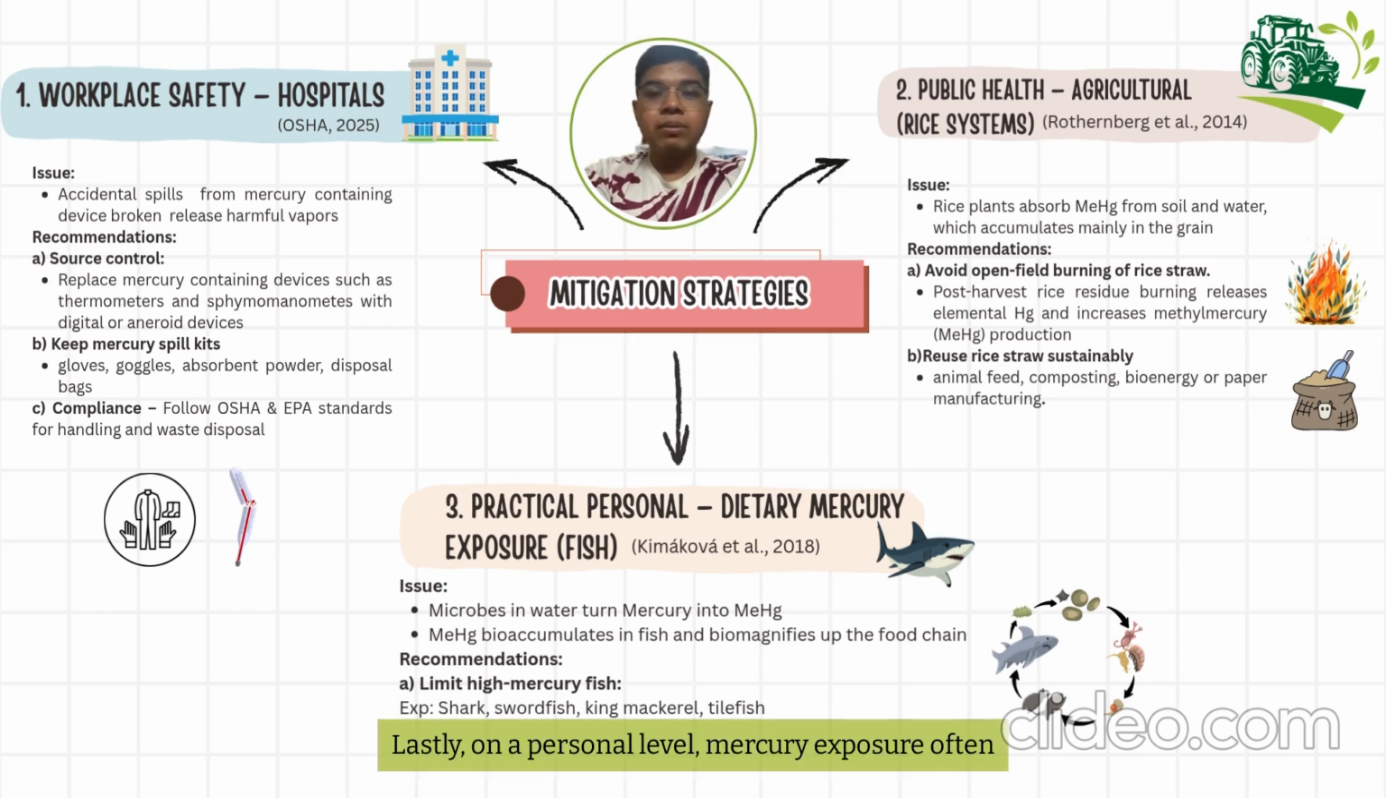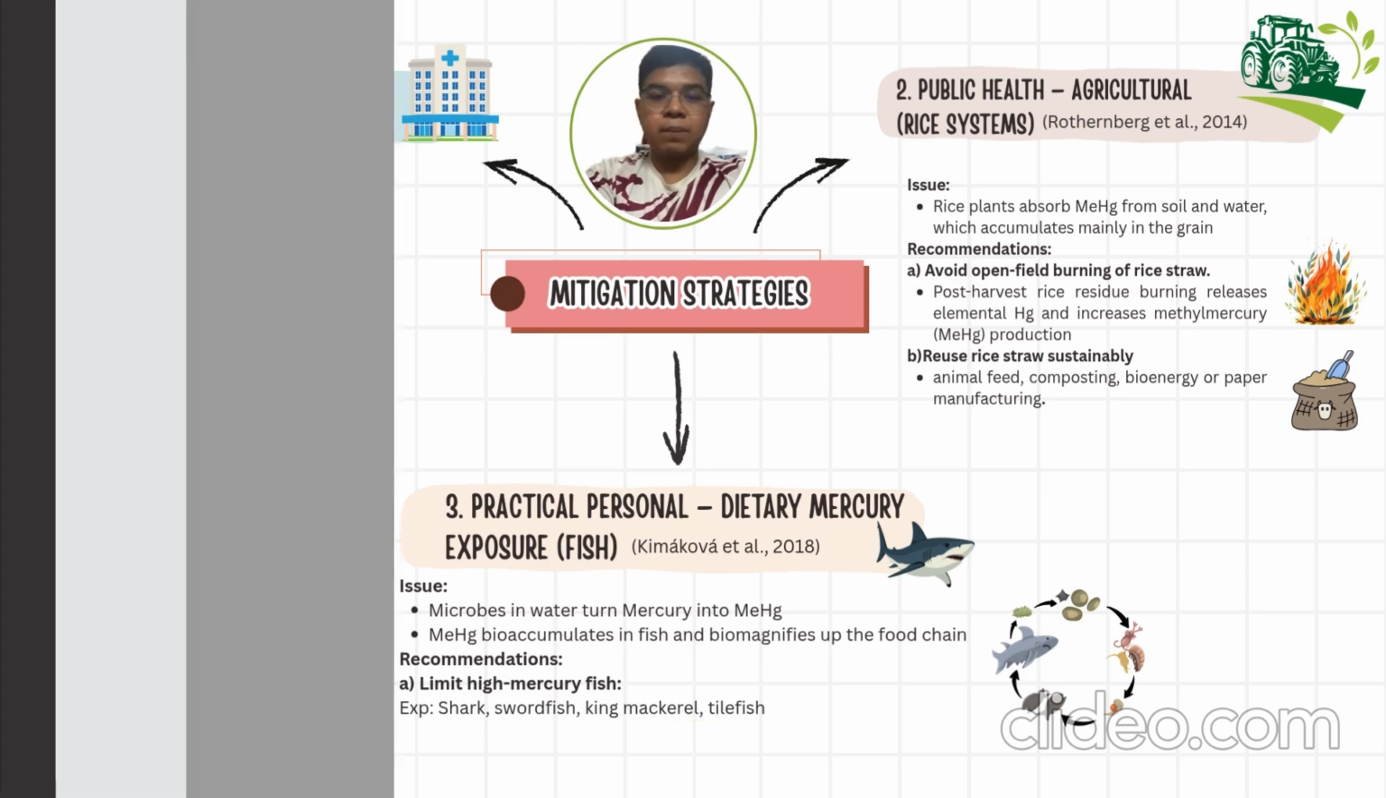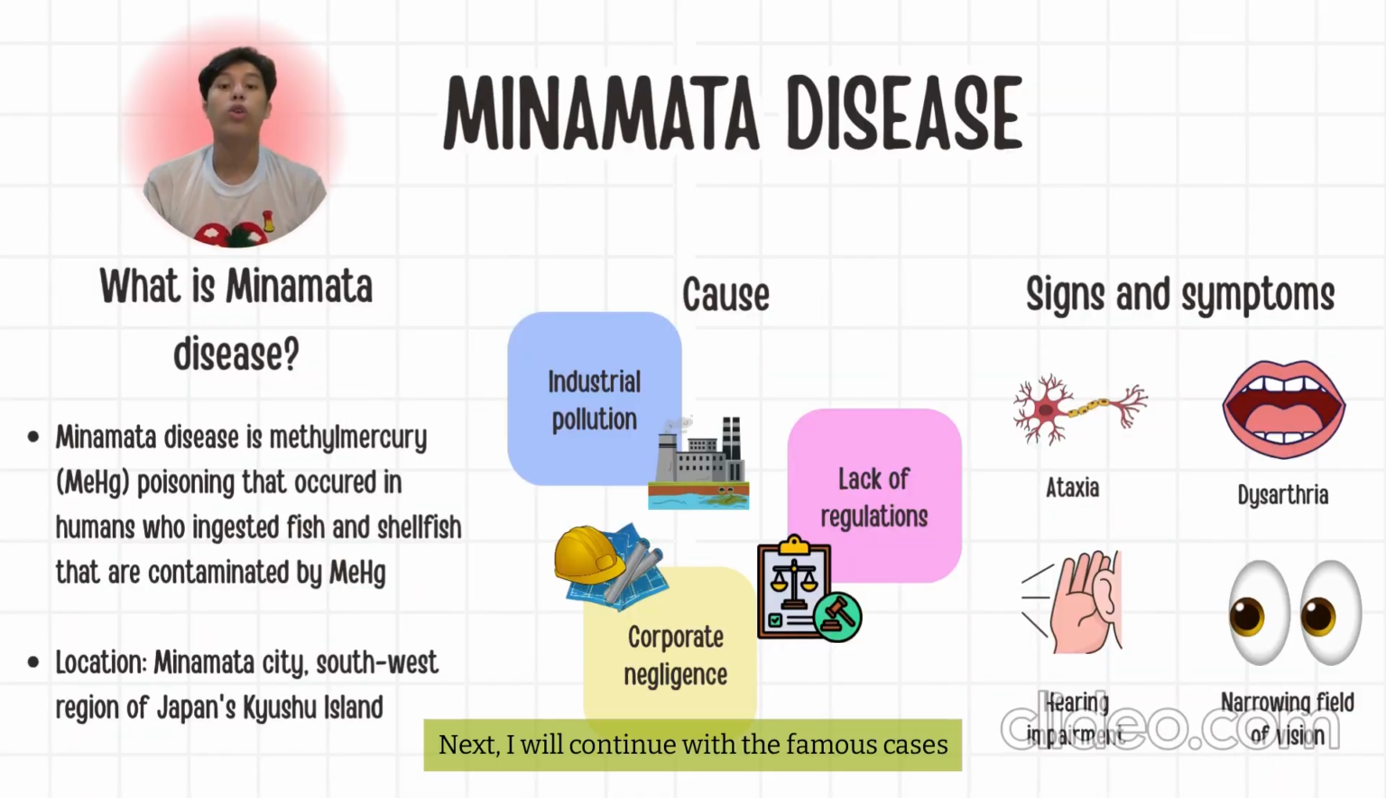Lastly, on a personal level, mercury exposure often comes from fish. Microbes in water turn mercury into methylmercury, which builds up in fish. So we should limit high mercury fish like shark and swordfish. Next, I will continue with the famous cases of the mercury toxicity, which is Minamata disease.